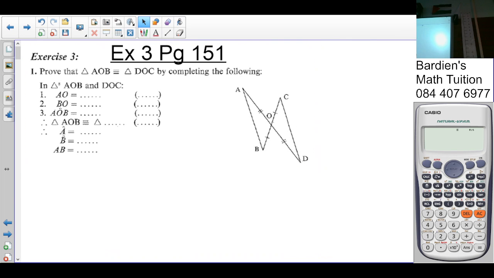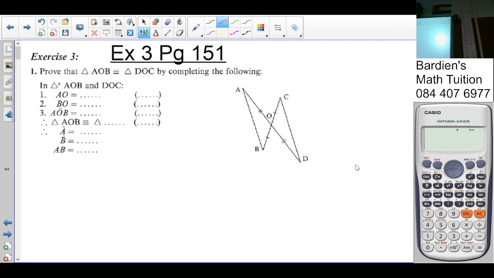And all the even numbers, I'm going to take a photo of the written memo, and I'm going to send it to the group. And you guys can just mark the even numbers. As you know, we don't have all that time on our hands. Okay, so we are told to prove that triangle AOB is congruent to triangle DOC.